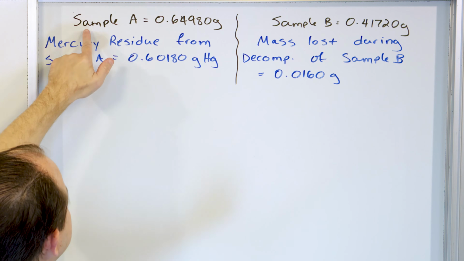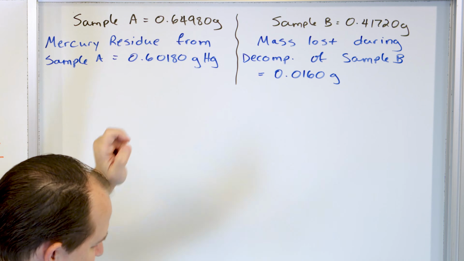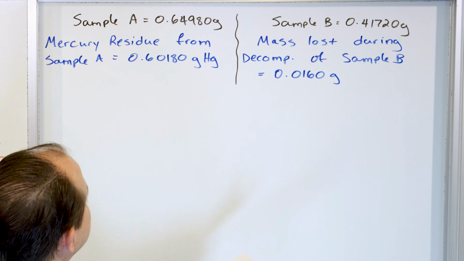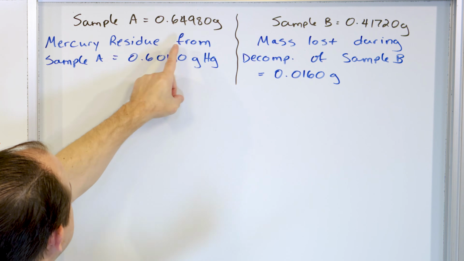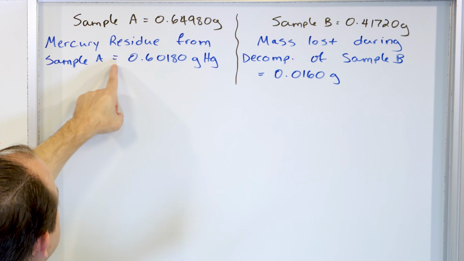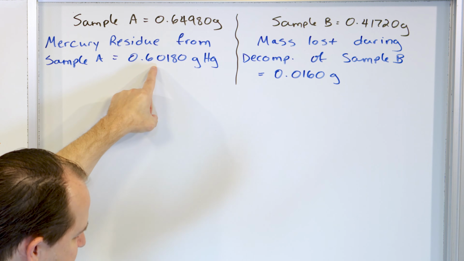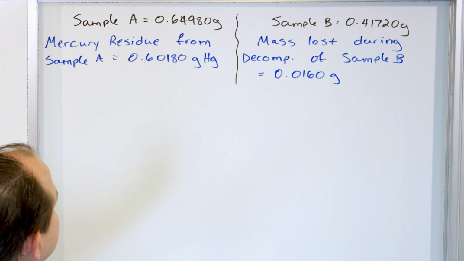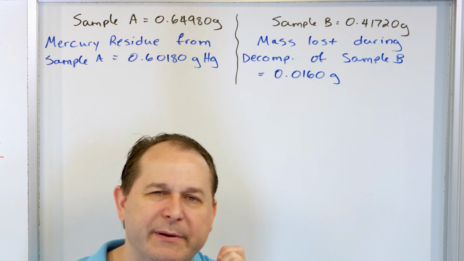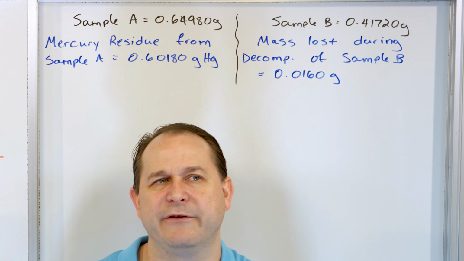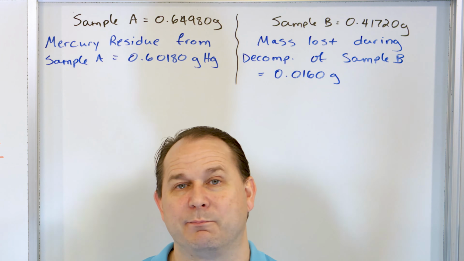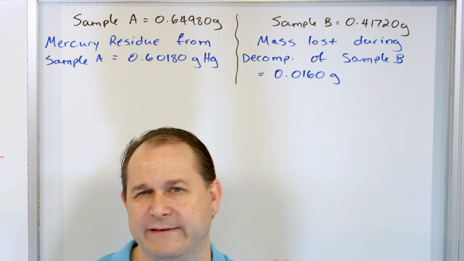So what we have is sample A has a mass of 0.64980 grams, and it says mercury residue from sample A is equal to 0.60180. So let's read the problem one more time, because in chemistry, reading the problem is really 90% of the actual battle. So we have to internalize what's happening here.